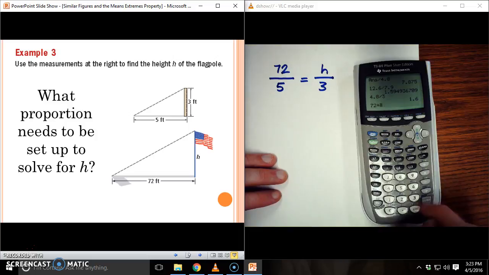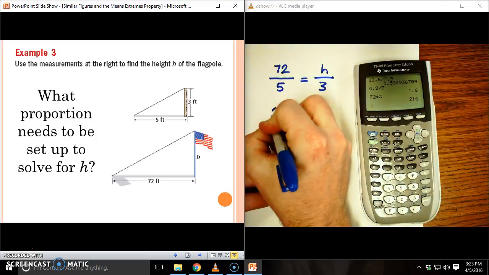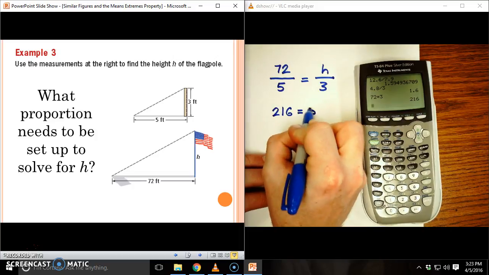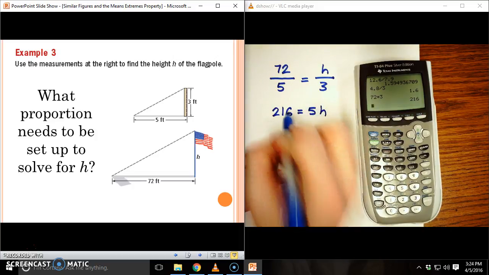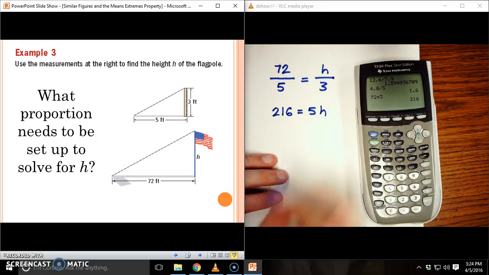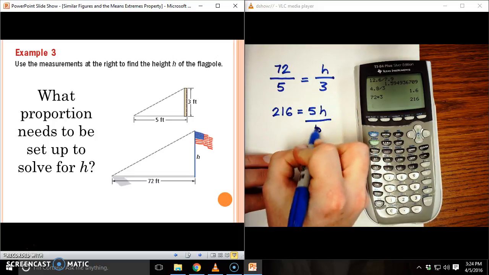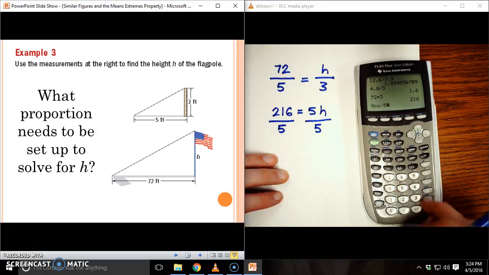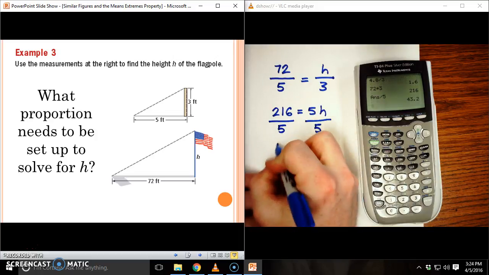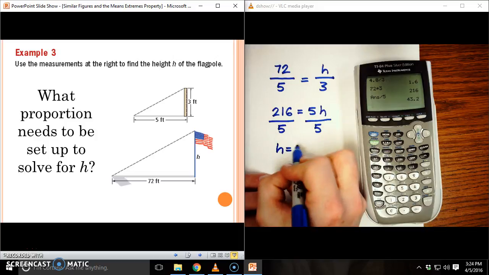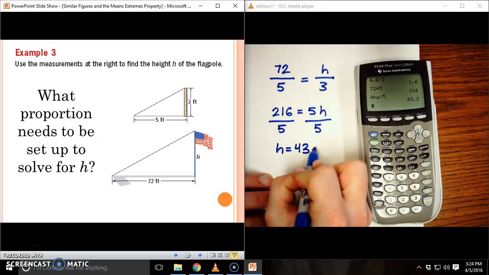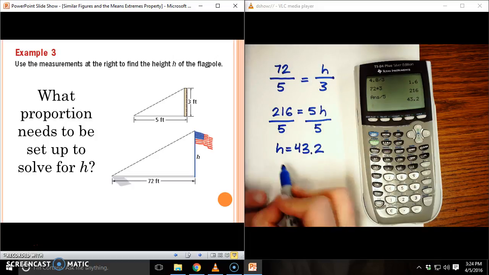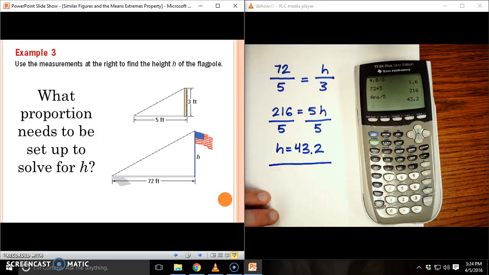72 times 3 is 216. So that equals 5h. Cross multiply. Divide by 5. And h equals 43.2. So the height of the flagpole would be 43.2.